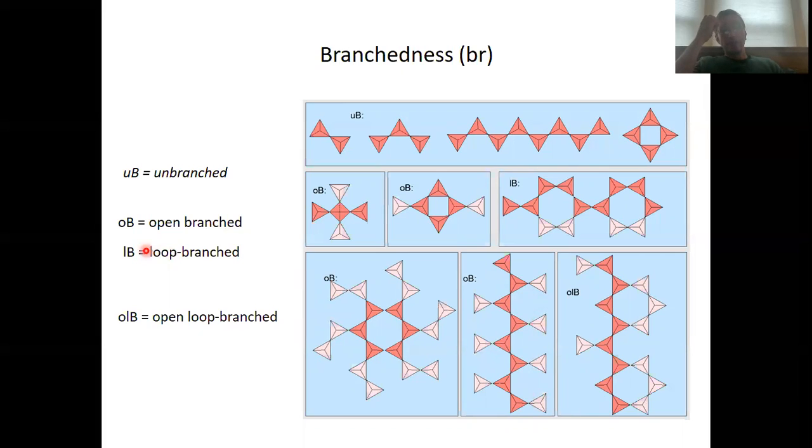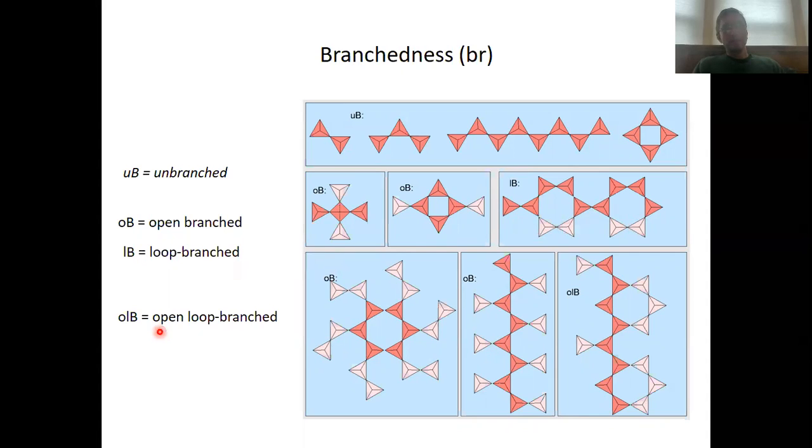Now in addition to that, you can also have loop branching, where the side chain closes to form a loop. You see here one example. In this case, we define this chain to be the main chain. Then we have these 2 tetrahedra making the side chain, but now the side chains are not terminal. They actually make a closed loop. And for these 2 tetrahedra here, we are also making a closed loop.